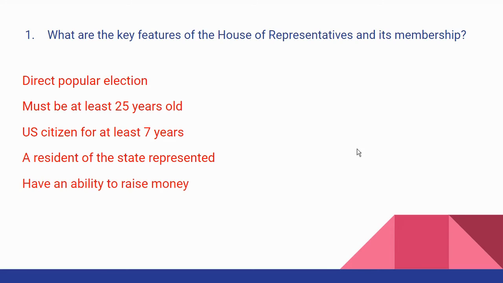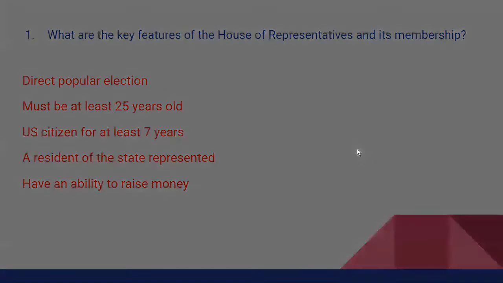They must have an ability to raise money. That's not a formal qualification, but that is an informal qualification, because running for Congress is not a cheap endeavor. And so if a person is going to be successful in their campaign, they must make sure that they are able to raise the money that they need to raise. It can cost up to $1 million, maybe more, to run for Congress. And it just depends on what kind of opposition you have and things like that. So you have to be able to fundraise and convince people to support your candidacy.